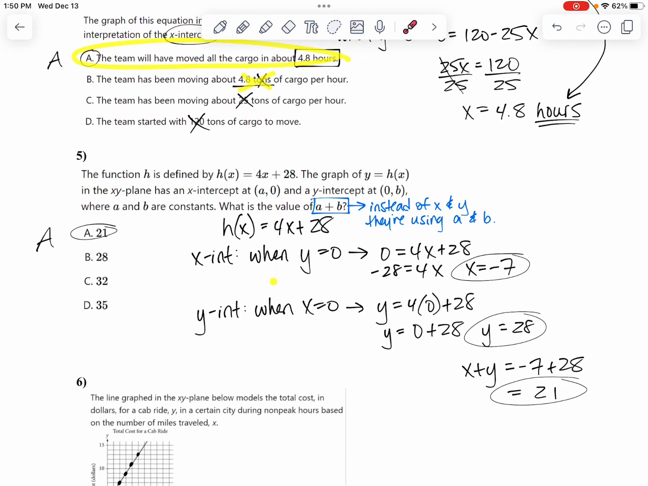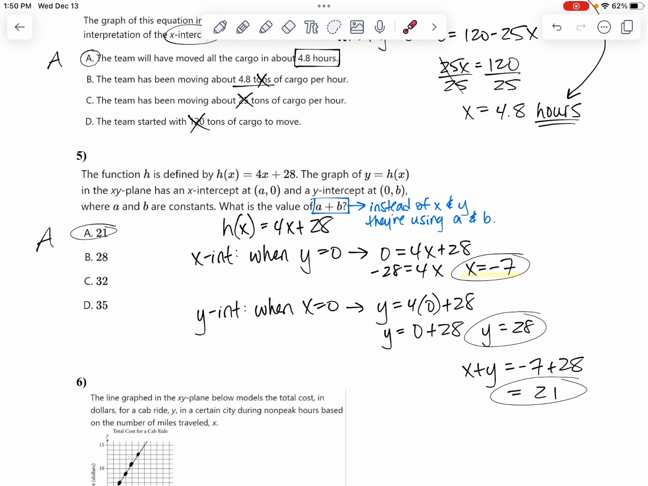Okay, for number 5, I have another equation. I think this is an equation that we already used earlier. And so it has an x-intercept when you plug in 0 for y. It has a y-intercept when you plug in 0 for x, and it wants to find both intercepts and then add them together. Okay, so I have this equation. To find the x-intercept, you plug in 0 for y, so I put a 0 right here, and you solve it, and you get -7.